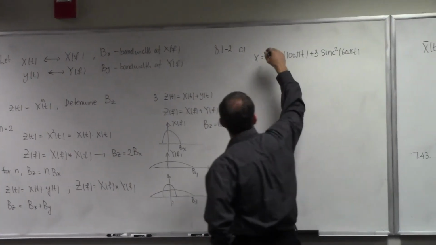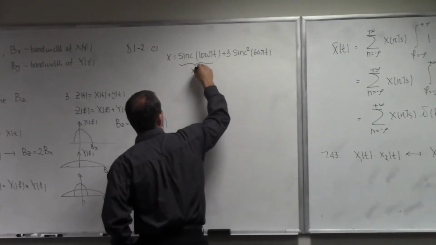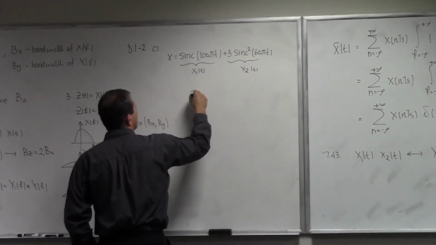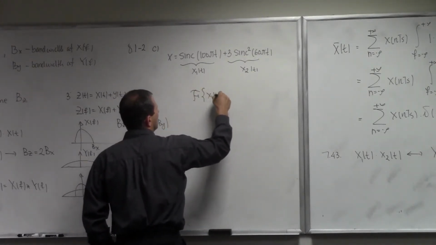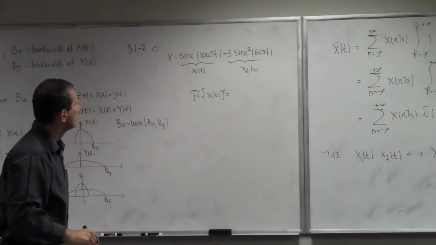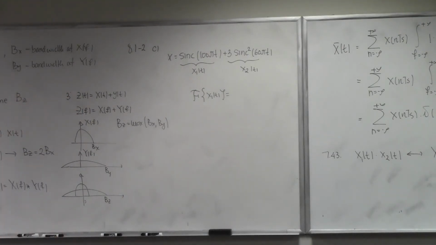So I have this signal x now consisting of two signals. This is x1 of t, and this is x2 of t. What is the Fourier transform of x1 of t? It's the Fourier transform of the sinc. Now, I know this is a square pulse, but let's look it up. What page are the Fourier transforms on? Chapter 7, 7.2, the table of Fourier transforms. There it is.